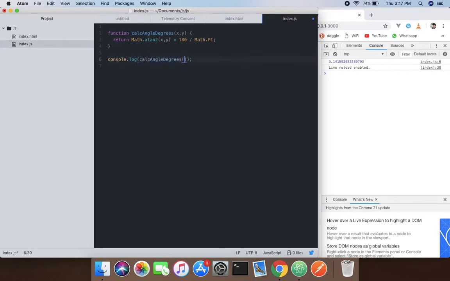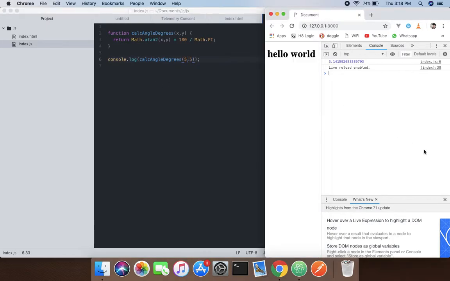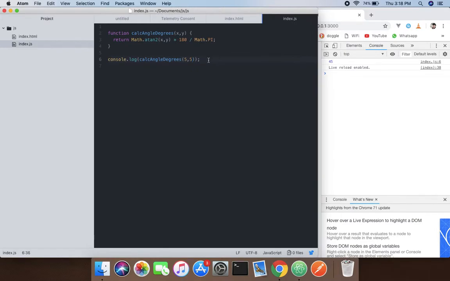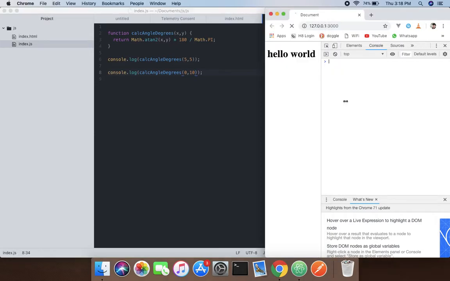Calculate degrees, pass 5, 5. So what it's gonna show is 45. And if we go and log another one on the console, calculateDegrees, pass 0, 10. So it's gonna show 0.